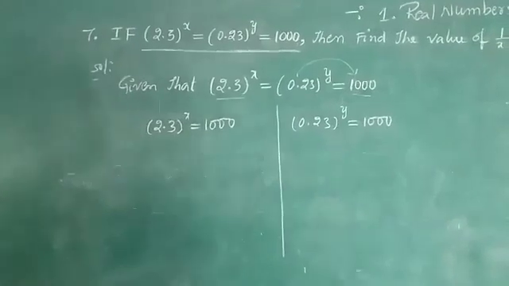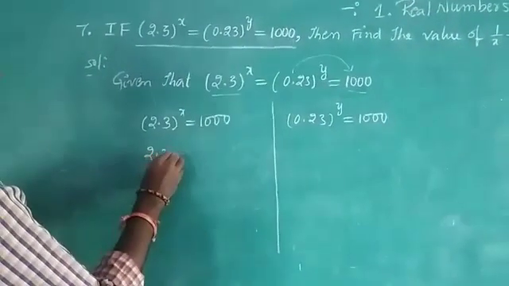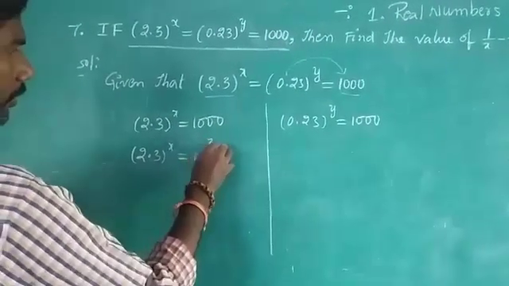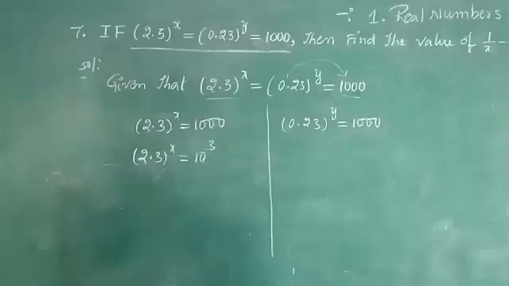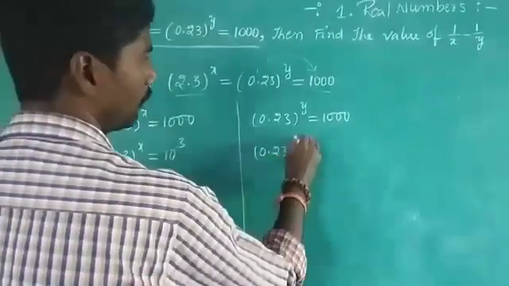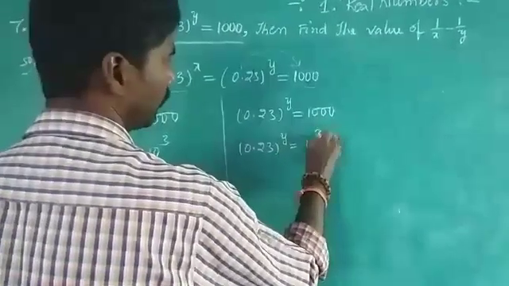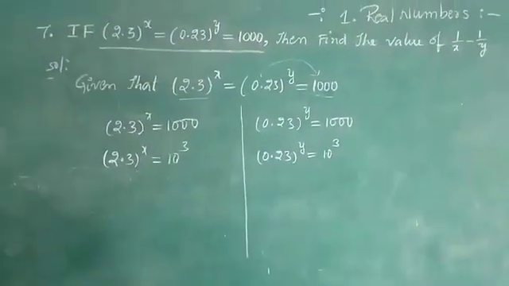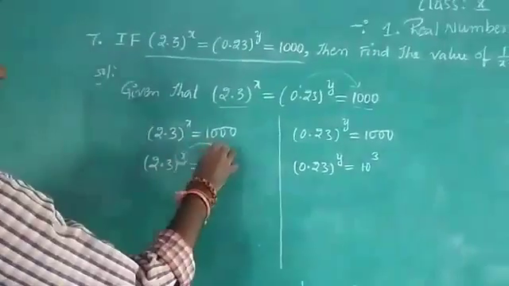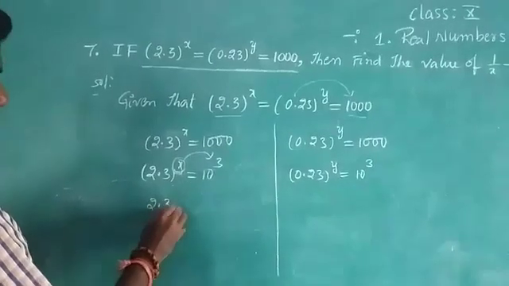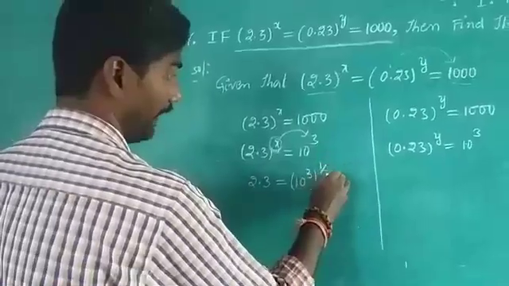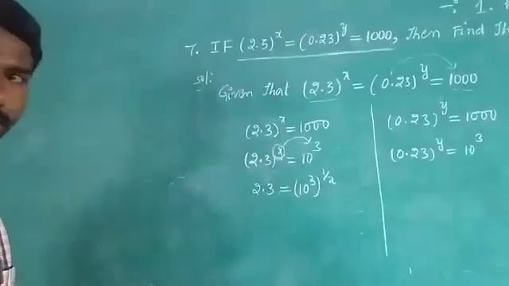So here is what I am doing: 2.3 all to the power of x, you can write 1000 as 10 to the power of 3. Then here also observe it, 0.23 all to the power of y, you can write it as 10 to the power of 3. So this x I am transporting. So 2.3 is equal to 10 to the power of 3 all to the power of 1 by x, it will come if we are transporting.